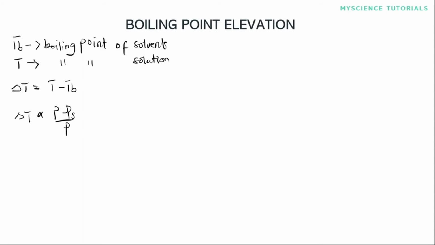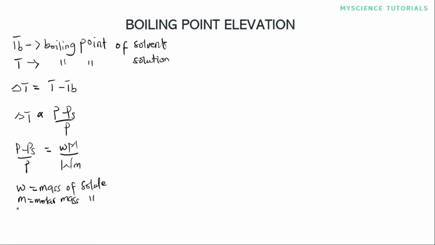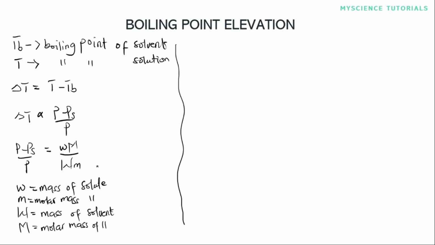From the combination of Raoult's law, we also looked at the relative lowering of vapor pressure being equal to a formula, W times capital M divided by capital W times small m, where small w is the mass of solute, small m is the molar mass of solute, capital W is the mass of the solvent, and capital M is the molar mass of the solvent.